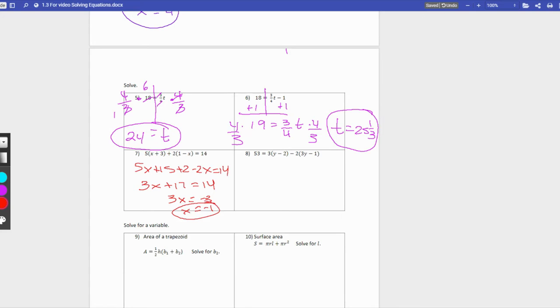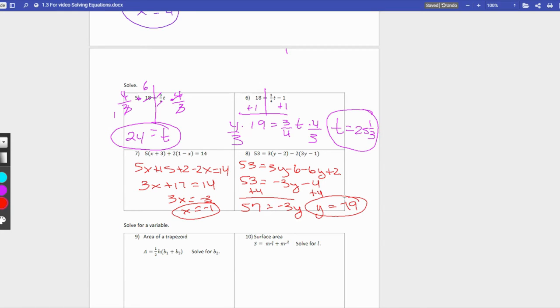Same idea for number 8. So I have 53 is equal to 3y minus 6 minus 6y plus 2. Again, on my right-hand side, before I start moving things, I'm going to combine my like terms. So I have -3y minus 4, add 4 to both sides, and I have 57 is equal to -3y, so y is equal to -19.